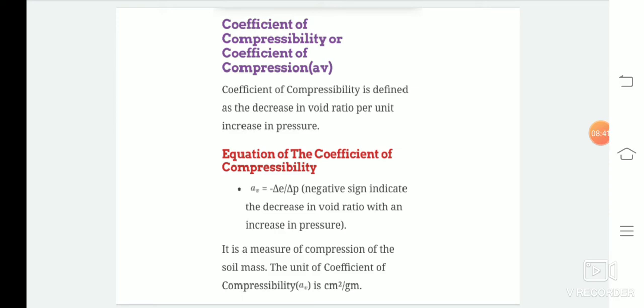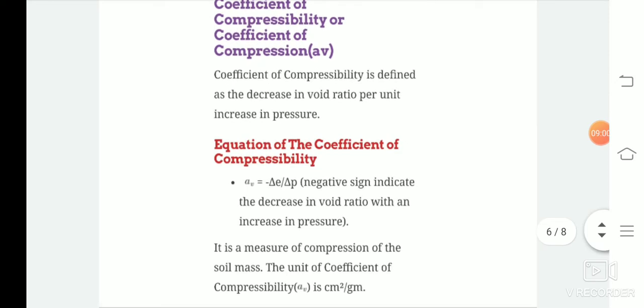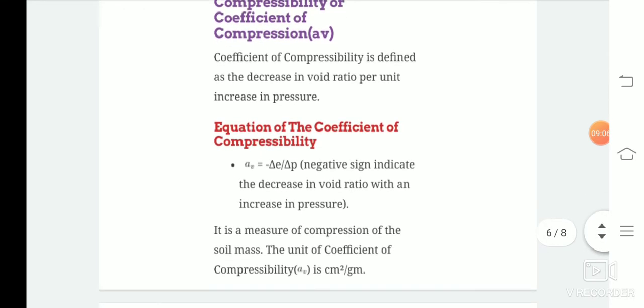What is av? av is known as the coefficient of compressibility or coefficient of compression. It is defined as the decrease in void ratio per unit increase in pressure. That means whenever there is an increase in pressure, there is a decrease in void ratio, and their ratio is indicated by the coefficient of compression or coefficient of compressibility.